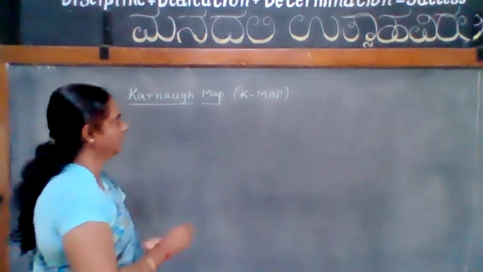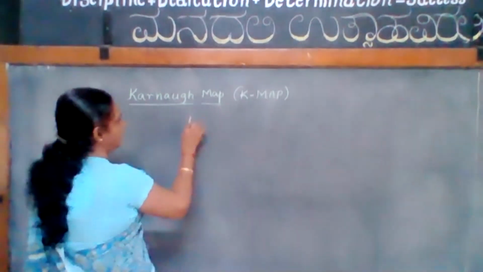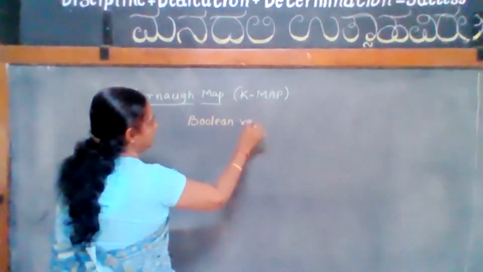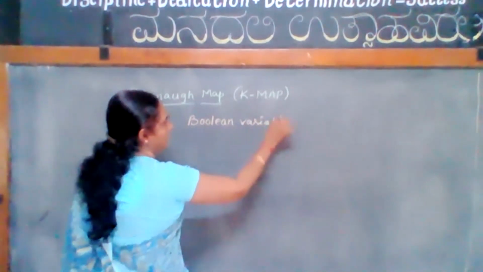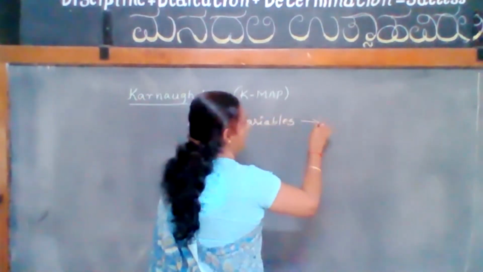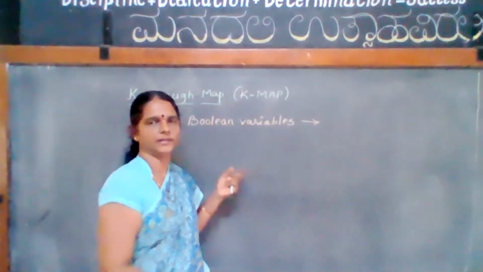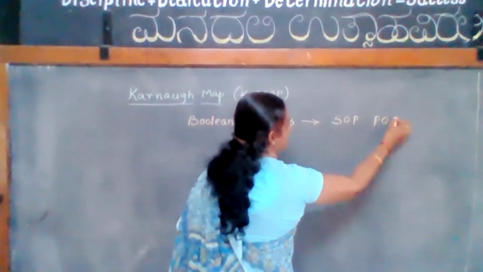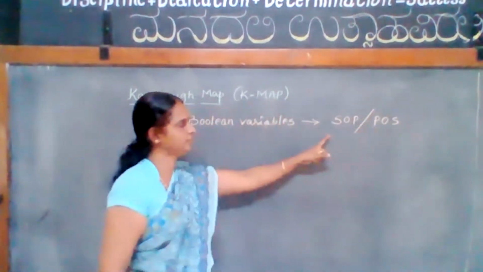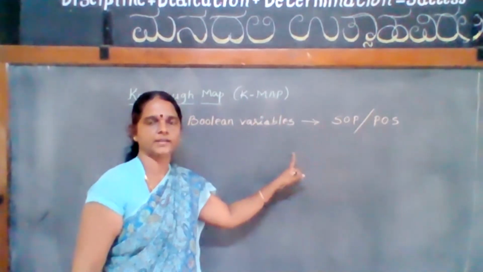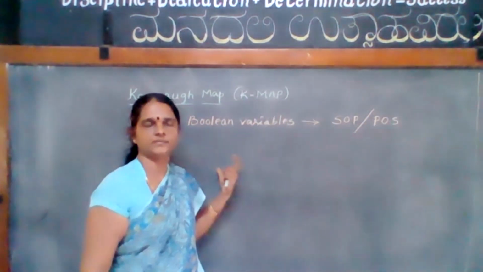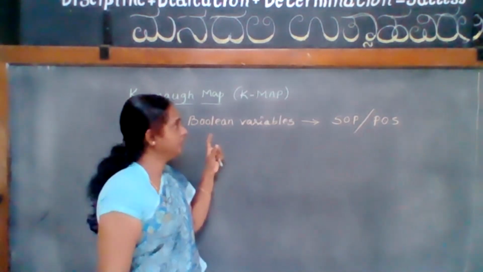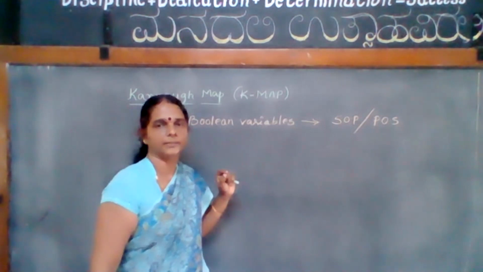So these Boolean variables can be written in any of the forms that we know now, sum of product form or product of sums form. So these forms can be expressed using a K-map. This is nothing but a table form in which the Boolean variables are represented.